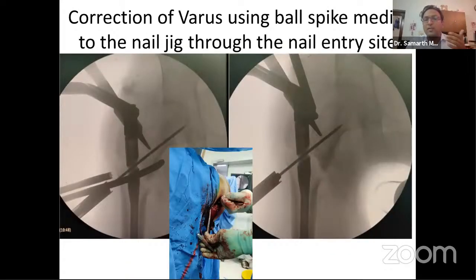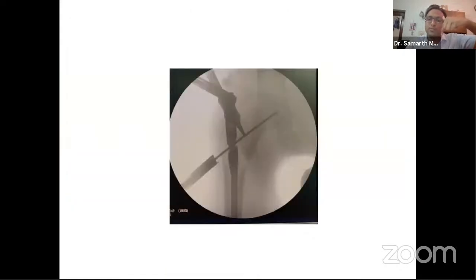Once the nail was put in, I felt that the neck was in slight varus, which was apparent from the neck guide wire. And this is the time when I used the second technique that I've already described, by putting a ball spike pusher or the tightener of the nail itself and pushing the proximal fragment into slight valgus. Once that was done, I pushed my guide wire in and the guide wire went in the right position.